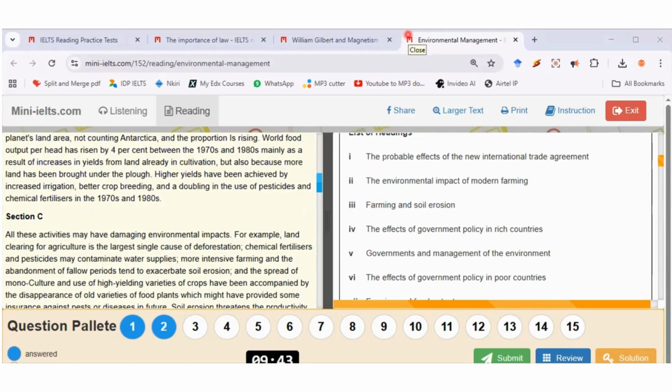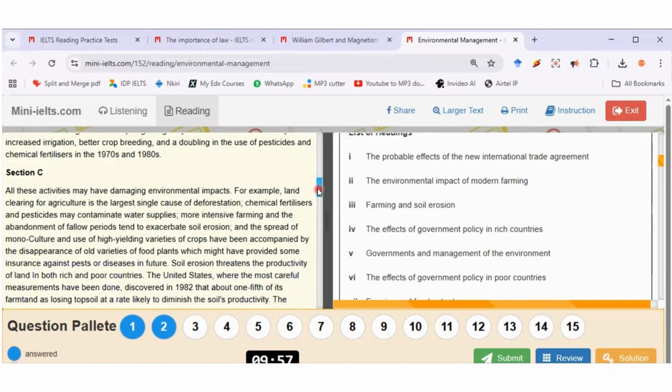Somebody is asking a question: are we going to read all line by line on exam day on matching headings? Yes, 100% you will read. Once you see matching headings like this, just know that you are reading the passage from the beginning to the end. That's the meaning. So you need to learn to read fast.